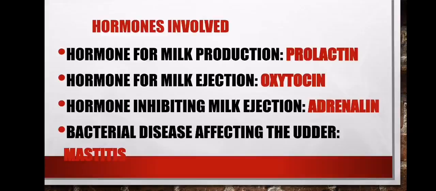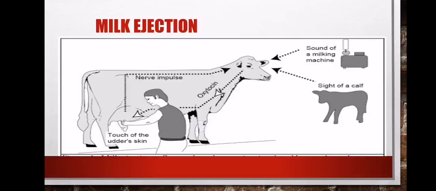So make sure that you master the three hormones and the disease. They are very important. These hormones, people, you will get them in section A. The hormone responsible for milk production, it's 1.2 or 1.3. Make sure that you master it. 1.3 or 1.4. Okay, fine.